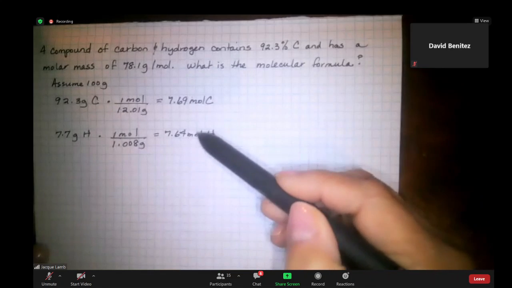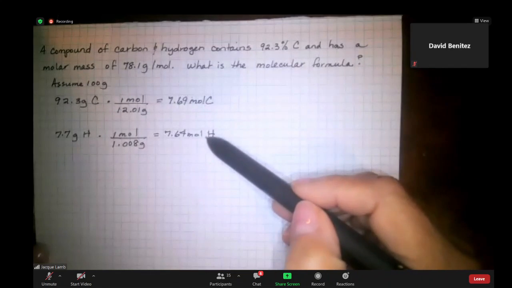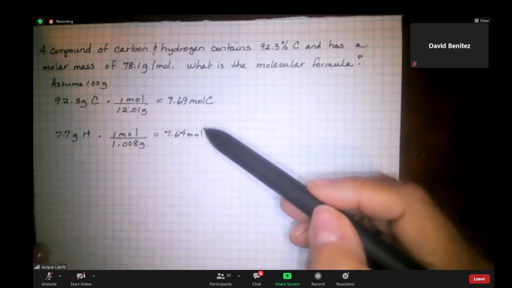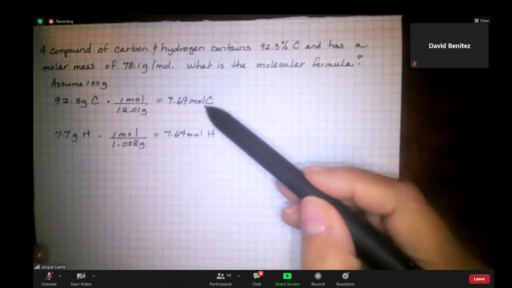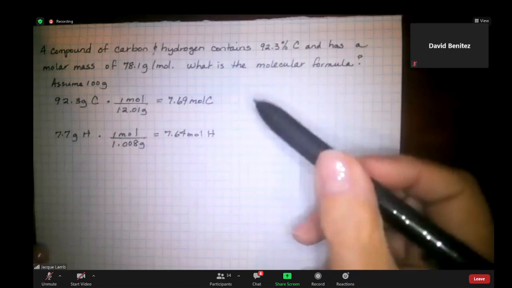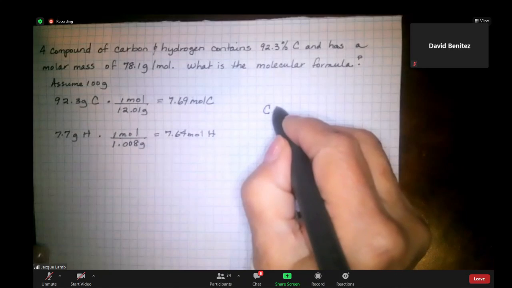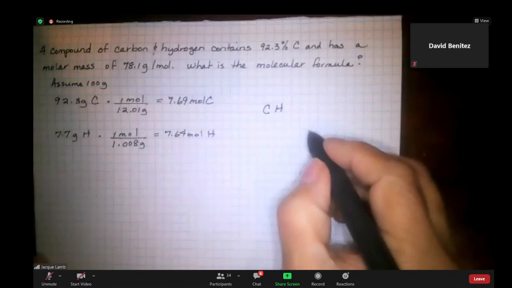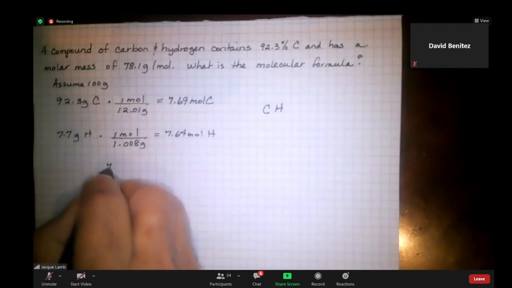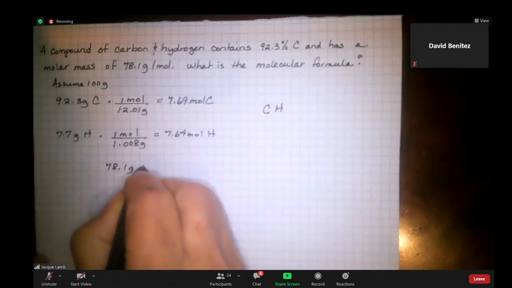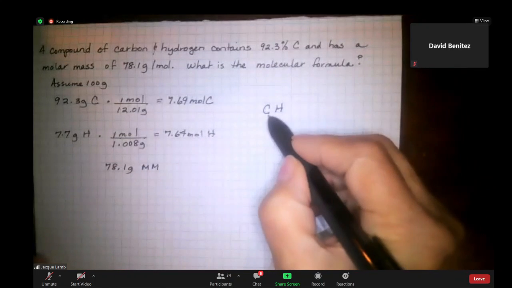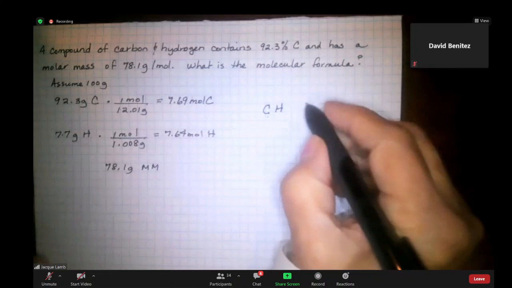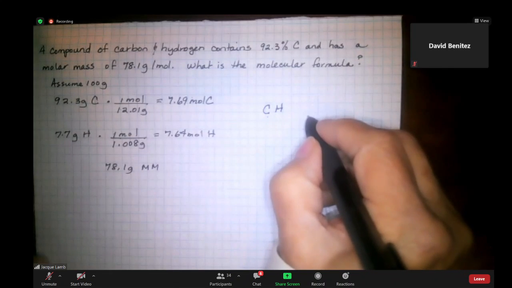This is a perfect example of them being relatively close together, but there's obviously a slight difference, and that slight difference isn't enough. It's based on rounding error. So we divide by the smallest, and we end up with an empirical formula of C1H1. Now we know that the molar mass is 78.1 grams. The empirical mass here is 13. It's 12.01 plus 1.008.